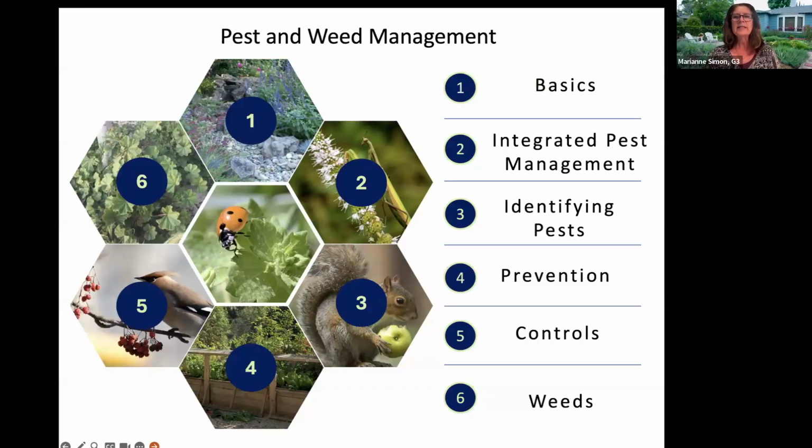Then number 2 is a concept called integrated pest management. And that really is, again, the lens through which we will look at managing weeds and pests. Number 3 is actually identifying what those pests actually are. Number 4, prevention. So how do we keep them from becoming a nuisance? Number 5, at the point where they have become a little bit annoying, what can we do to control them? And the first 4, 5 are really focusing on our pests. And then number 6 is taking a look at weeds specifically.